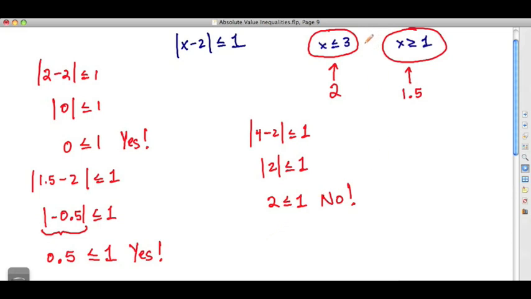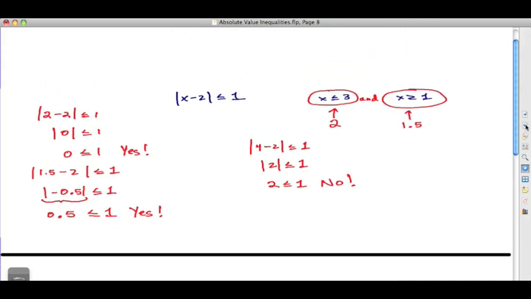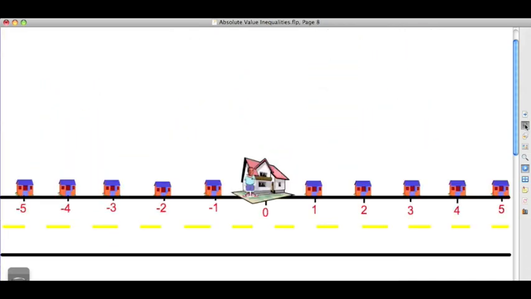So remember, here's our solutions. X is less than or equal to 3 and x is greater than or equal to 1. So please be patient with me for a sec while I get back to our example problems.